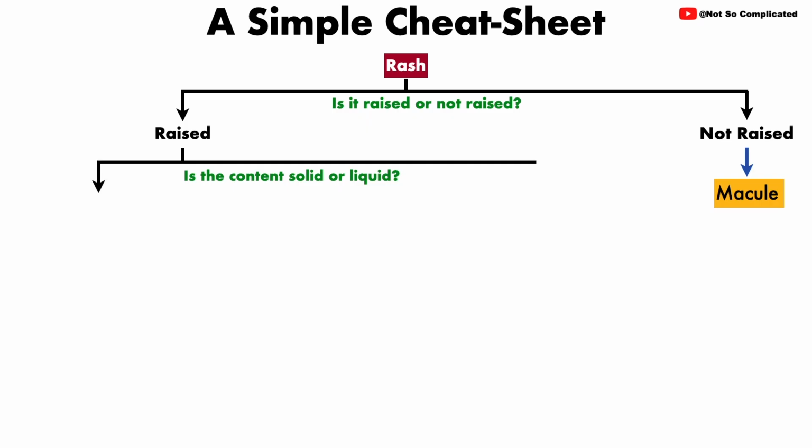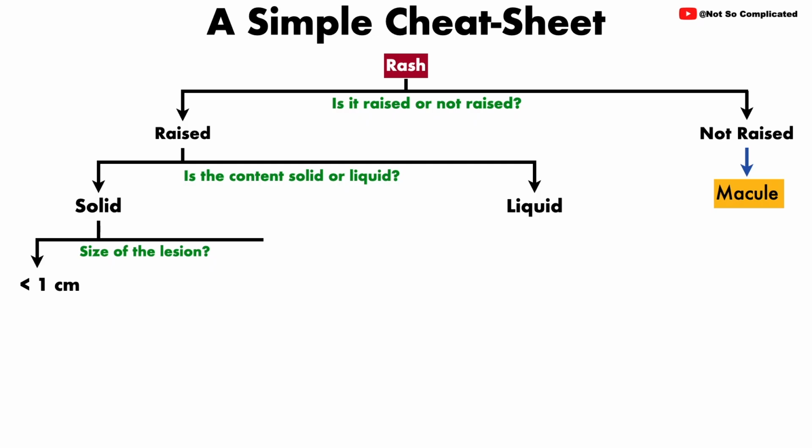So either it can be solid or liquid, alright? If the content is solid, you have to ask another question: what is the size of the lesion? There can be two options. If the size of the lesion is less than 1 centimeter, then it is a papule. And if the size of the lesion is more than 1 centimeter, then you have to ask another question here.